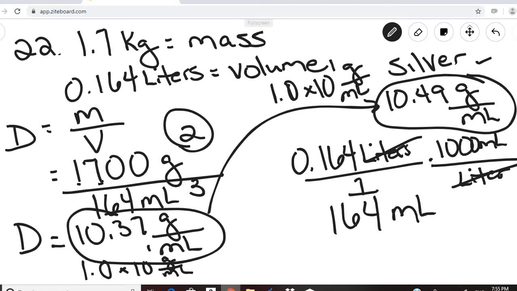So if we had looked at our original numbers, we might have said they weren't the same, but they are the same because we're limited to 2 significant figures. So the sample that we had was in fact silver, had the same density as silver.